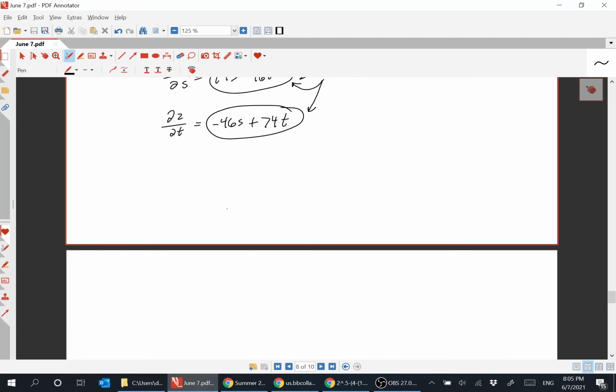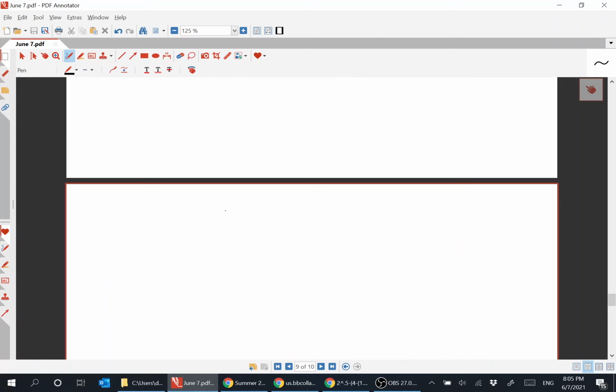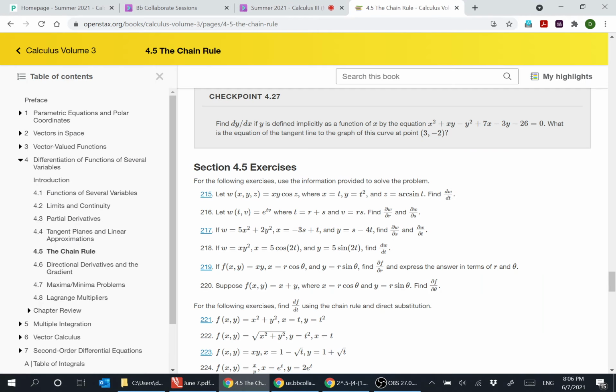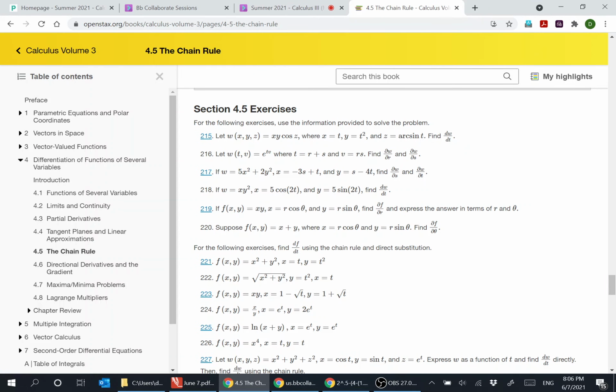So next problem is 220. And there's 220 and 222. Imagine they're not too different. In 222 they're asking you to do a direct substitution. But in 220, just use the chain rule. So this is one where, actually it's not too bad, you can do it with substitution.